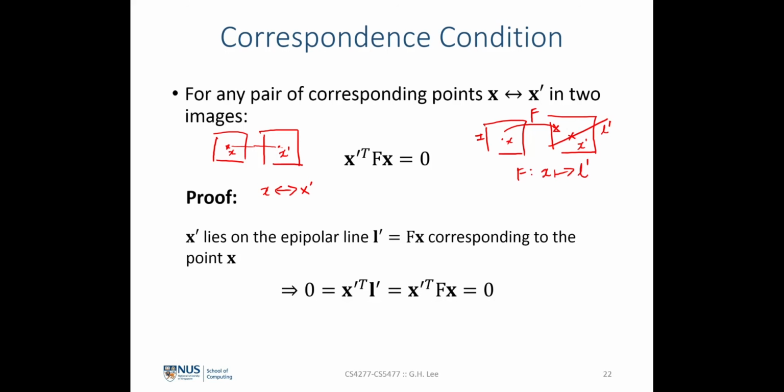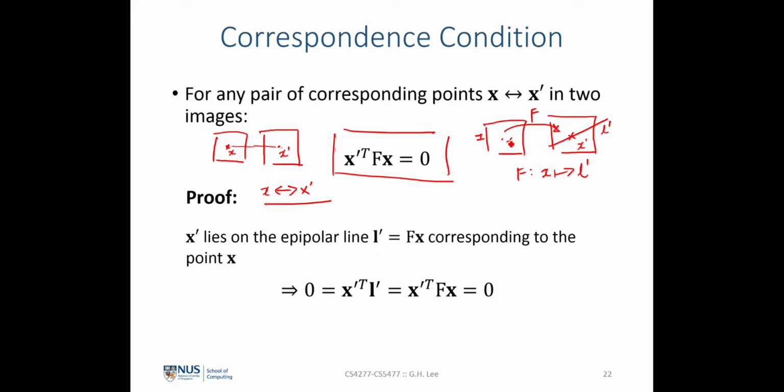So we ask the question of whether there is any relation between these two correspondences, and it turns out that the answer is yes. We can actually derive a correspondence condition, which is simply given by this famous equation in 3D computer vision over here. So x prime transpose F multiplied by x must always be equal to 0 as long as x and x prime are corresponding points in the two images. The proof is very simple because we know that x prime must lie on the epipolar line in the second view, L prime, which is given by F x over here.